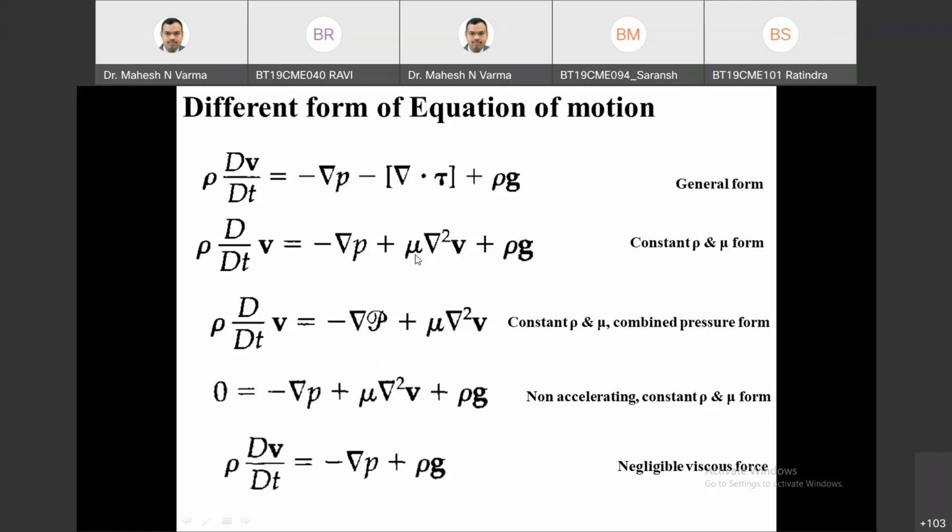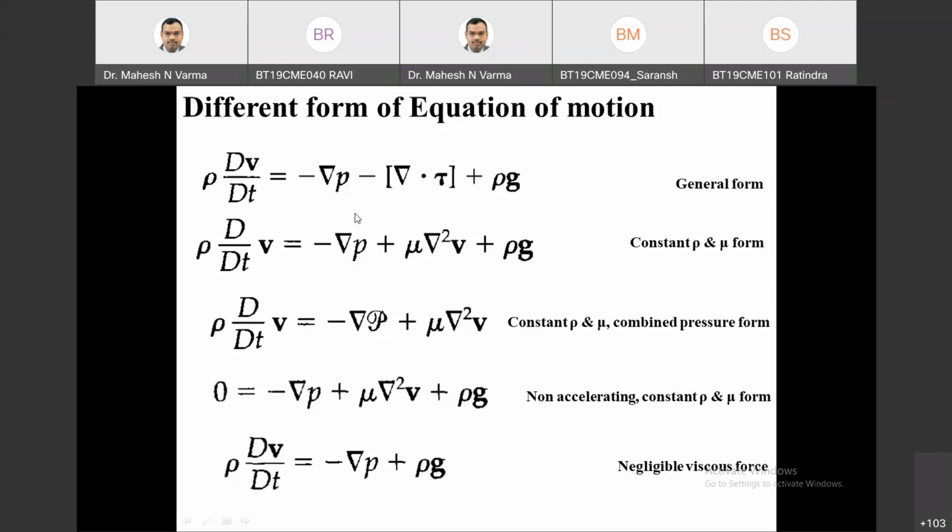So altogether, these are the 5 different forms of the equation of change. This is the generalized form of the equation of change. This one is subjected to constant density and viscosity. This one is subjected to constant density, viscosity, and combined pressure form. This is for non-accelerating flow, constant density and viscosity, and this is for negligible viscous flow.